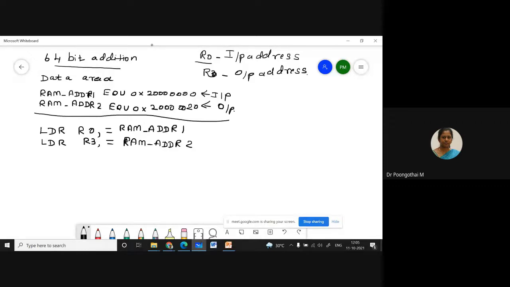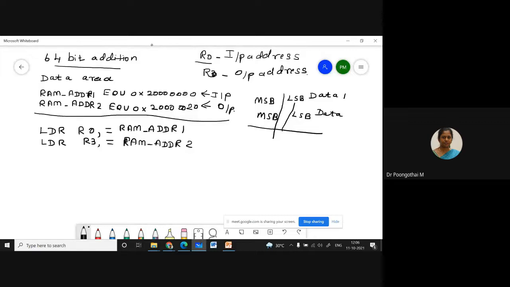You have to get the input one by one. So consider this is data 1, 32-bit LSB and 32-bit MSB. Data 2, 32-bit LSB and 32-bit MSB. We are going to perform 64-bit addition. So first you have to complete this LSB and then MSB.